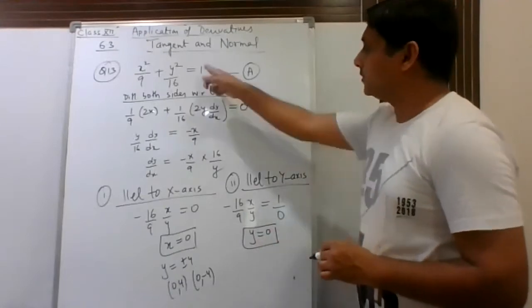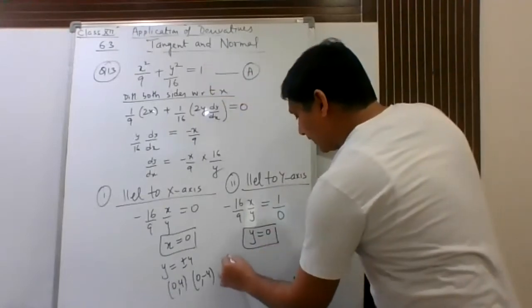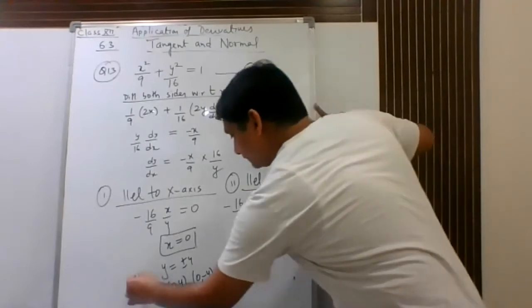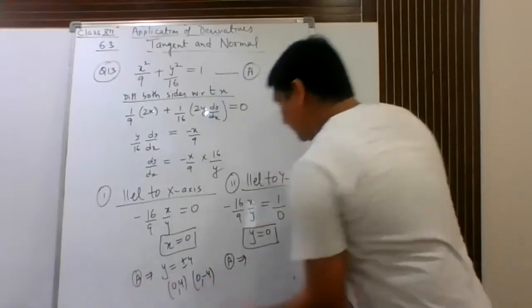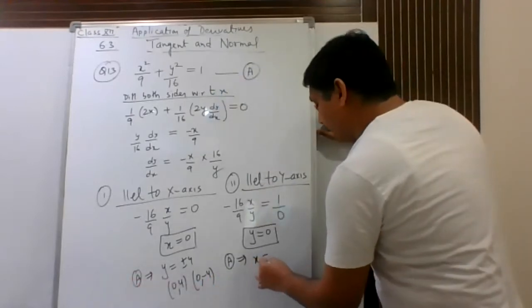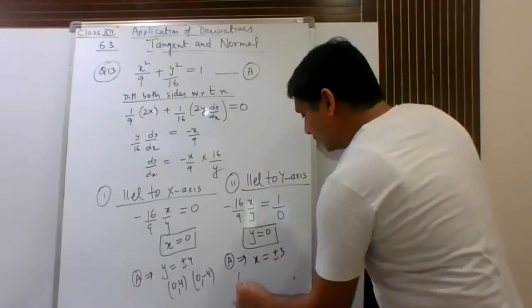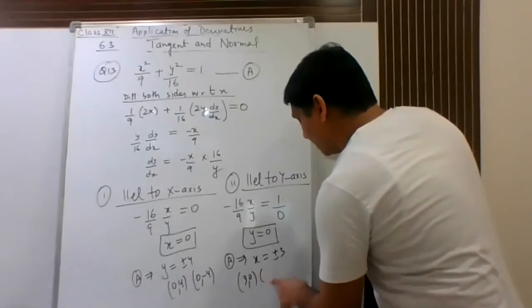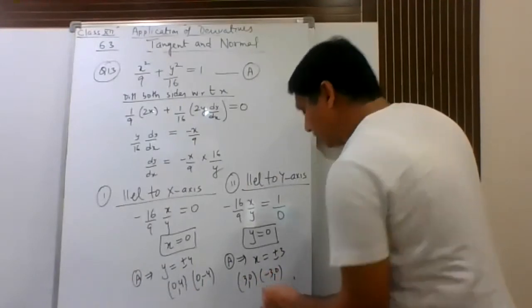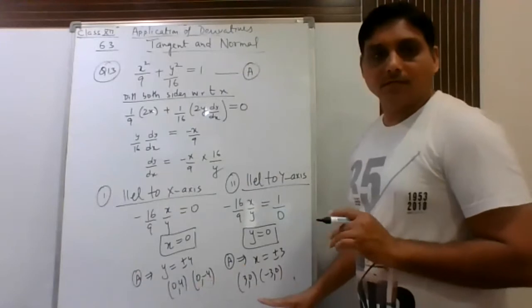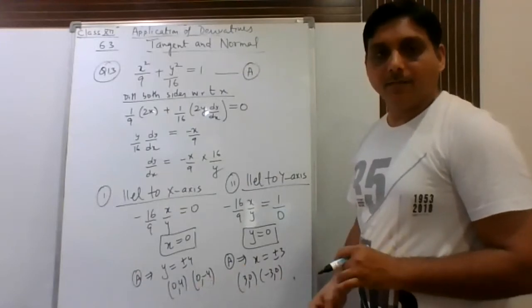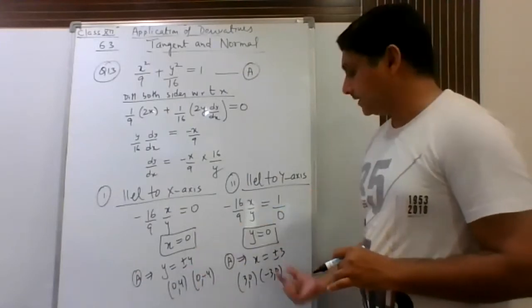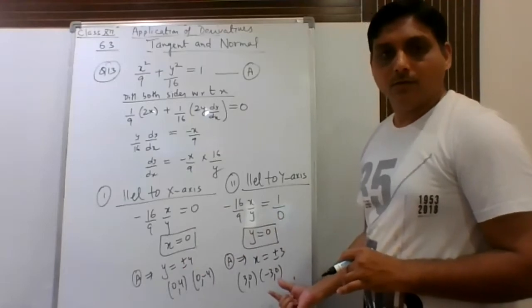Put the value of y equal to 0 in equation (a), which implies x is equal to plus minus 3. Your required points are (3, 0) and (-3, 0). So these are the points where the tangent will be parallel to x-axis, and these are the points where the tangent will be parallel to y-axis.